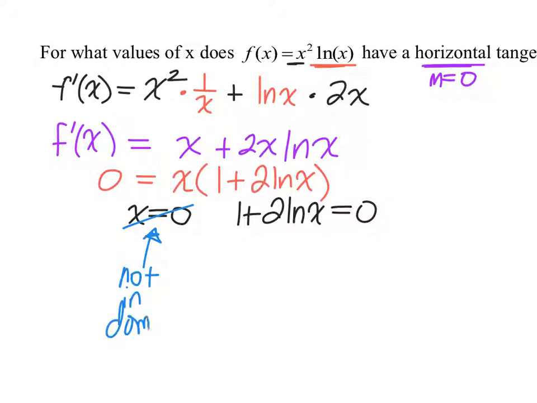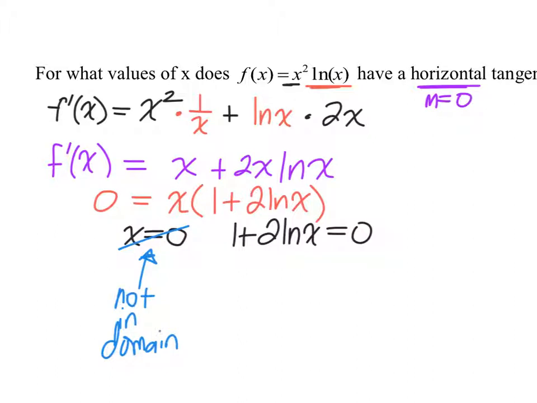If you look at the original function, it's x squared times the natural log of x. If I try to put a 0 into a natural log function, can't take the natural log of 0, can't take the natural log of a negative number, so that's out. All right? So where we might have wanted to toss the other one and keep the 0, turns out we have to toss the 0 and keep the other one.